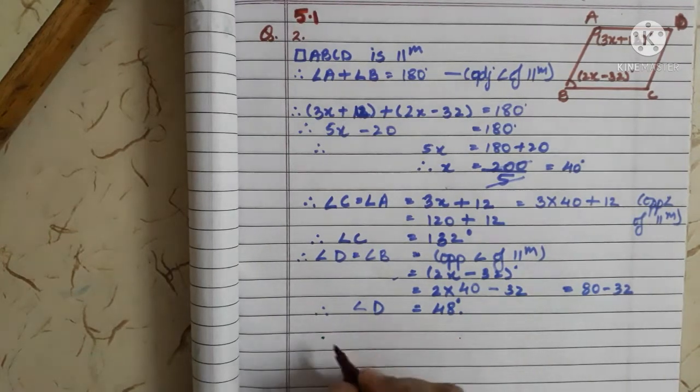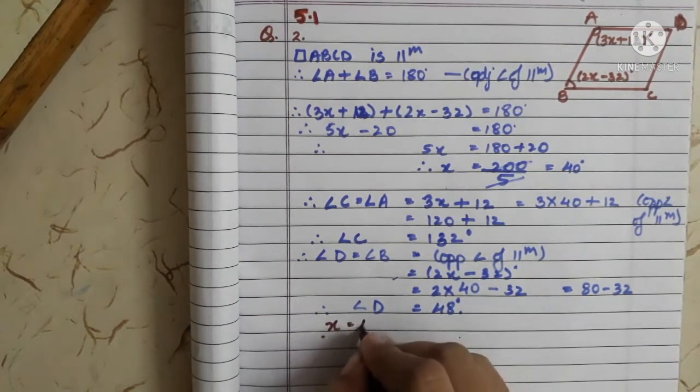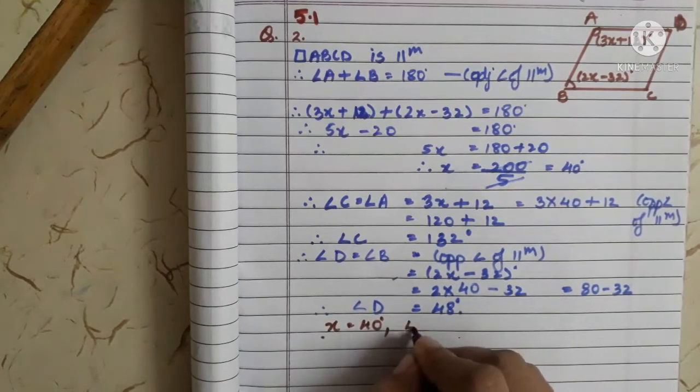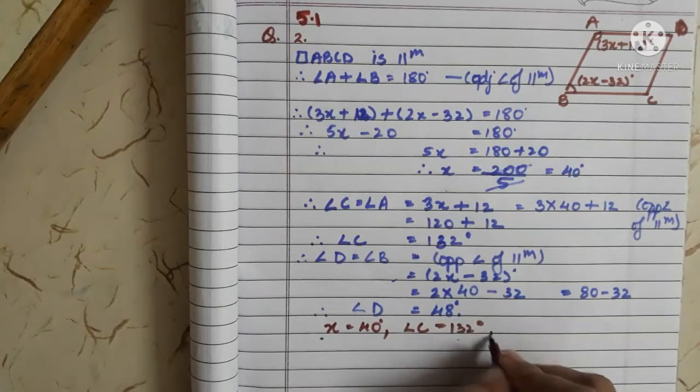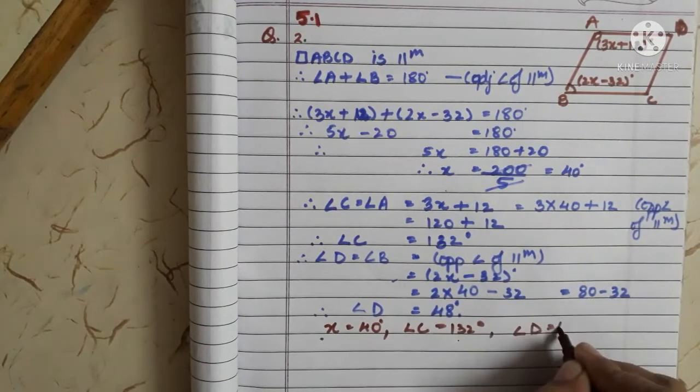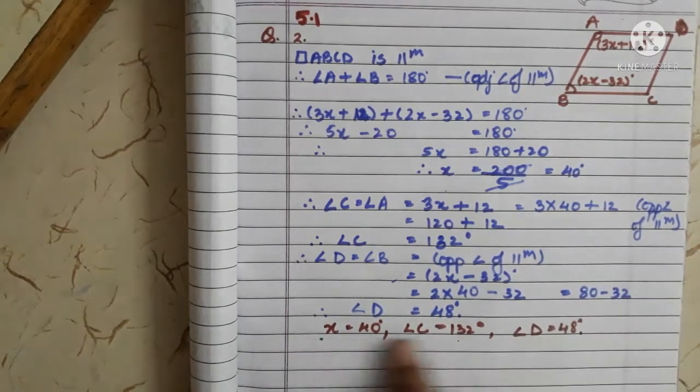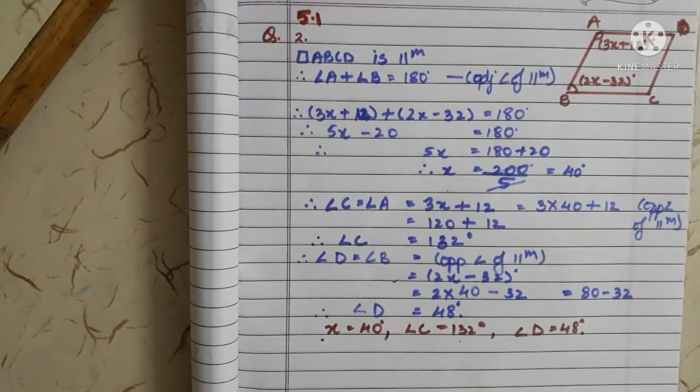Finally, we can write all the answers, that is x is equal to 40 degree. Angle C is equal to 132 degree. And angle D is equal to 48 degree. We have got all the three values.